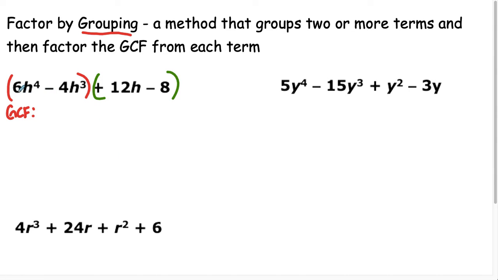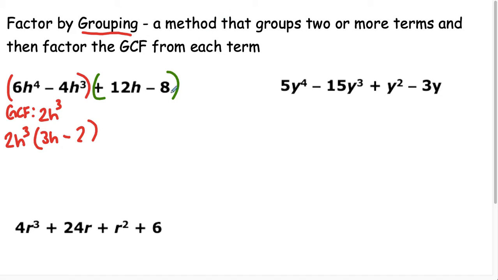So the GCF of 6h to the 4th power minus 4h to the 3rd power is 2h to the 3rd power. If we factor out the GCF, which is 2h to the 3rd power, what I have left is 3h as my first term, and then minus 2 as my second term, because when I multiply 2h cubed times 3h, you should get 6h to the 4th power, and when you multiply 2h to the 3rd power times minus 2, you should get negative 4h to the 3rd power.